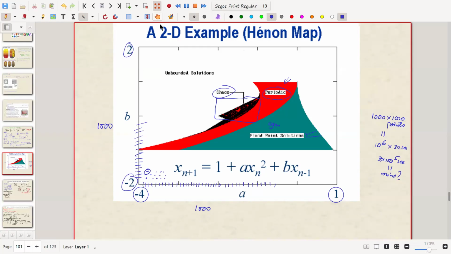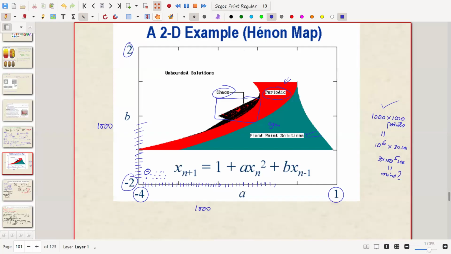Then we form a 1000 cross 1000 grid. So you will have around 1000 cross 1000 points, and each of those points, as you already know, will converge either to a fixed point, or to a periodic orbit, or to a chaotic attractor, or to a closed invariant curve, or maybe diverge to infinity. Lot of possible behaviors. That's what dynamical systems do.